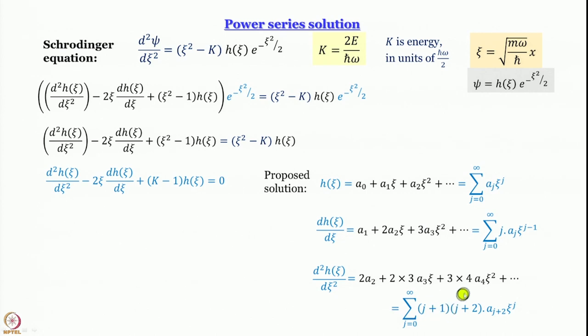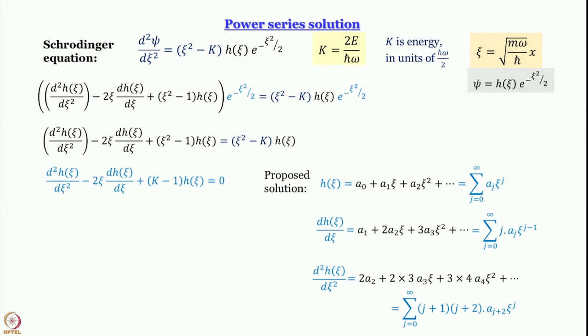Let us go to the third term. For the third term, j equal to 0, 1, 2, right. So, 2 plus 1 is 3 multiplied by 2 plus 2 is 4 multiplied by a j plus 2, j equal to 2 here. So, a 4 multiplied by xi to the power j, j equal to 2. Okay. So, please satisfy yourself that this is really the expression for the second derivative.